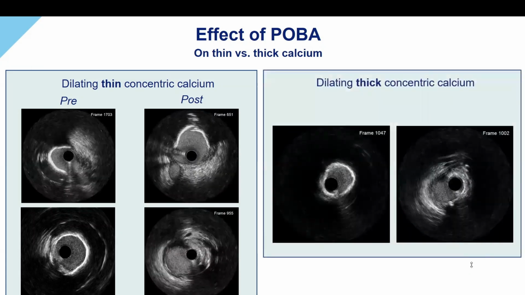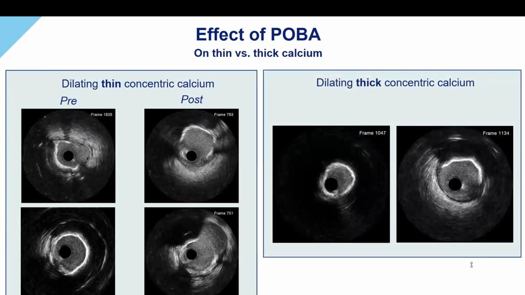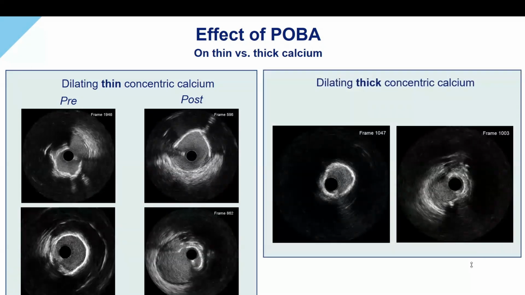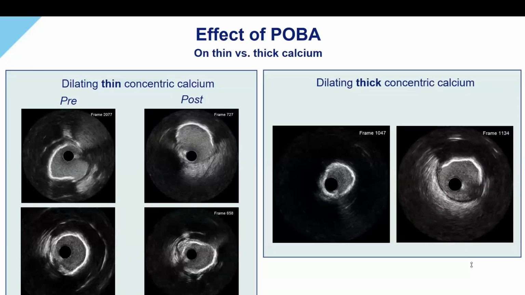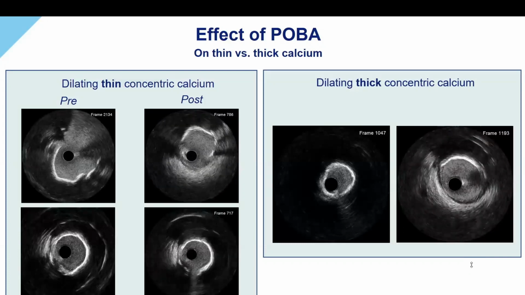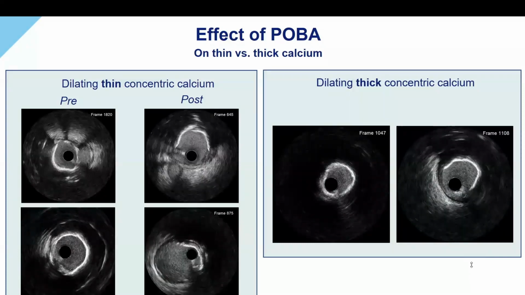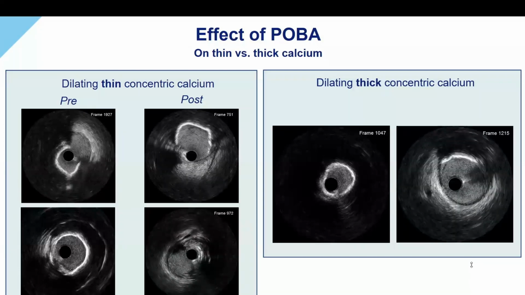Finally, dilating thick calcium. Here you see how thick calcium behaves after non-compliant balloon dilatation, and what you can see is that in this case, a non-compliant balloon didn't do anything. You see still the napkin ring of calcium that was not affected at all by a non-compliant balloon. So this is a lesion that may benefit from additional and more aggressive plaque modification.